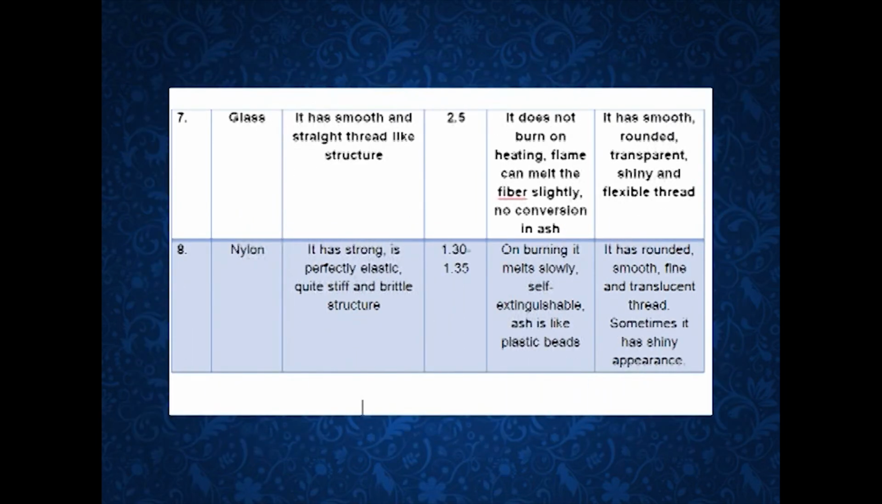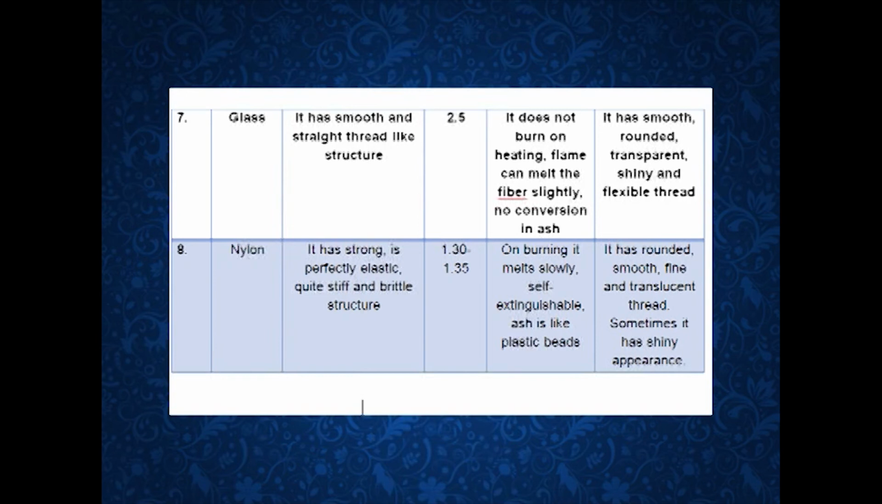Then is the glass. It has a smooth and straight thread-like structure. With a specific gravity 2.5, it does not burn on heating. Flame can melt the fiber significantly, with no conversion into ash. It has smooth, rounded, transparent, shiny and flexible thread.